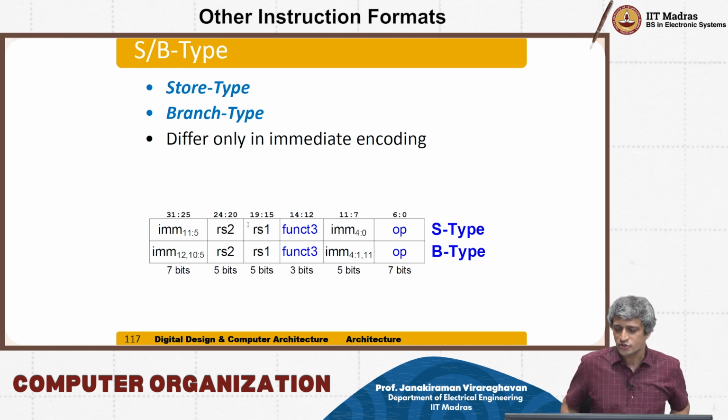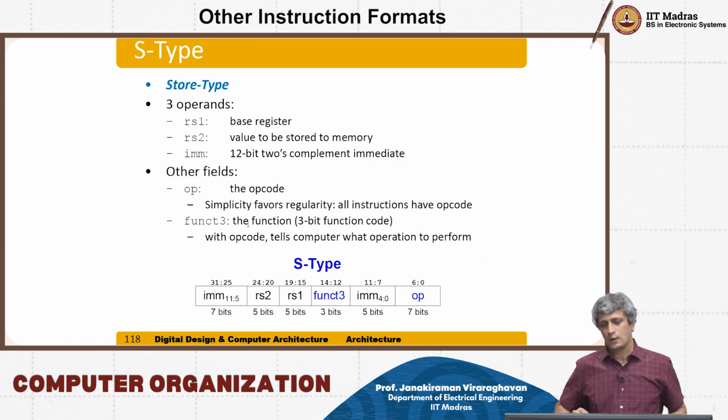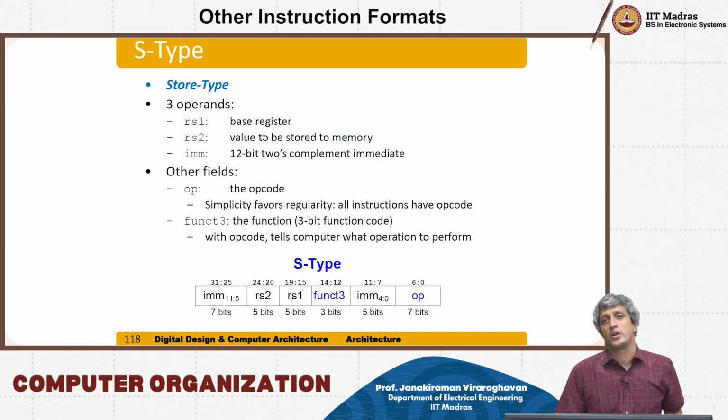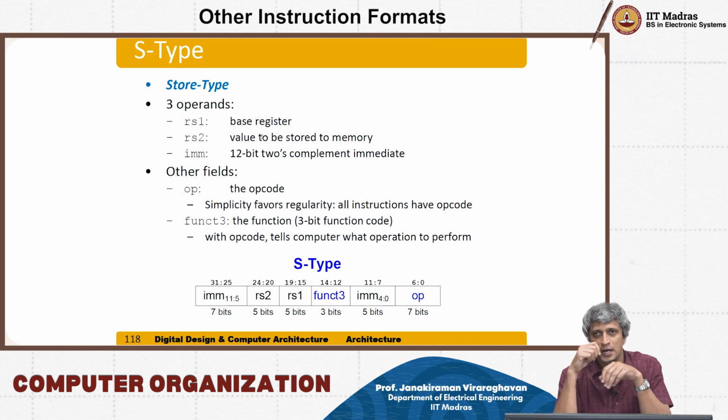The B type instruction we will come back to a little later. So let us look at it. There are 3 operands for the store type of instruction. RS1 is the base register. RS2 is the value to be stored in memory. So whatever is in RS2 will go into the memory, right?